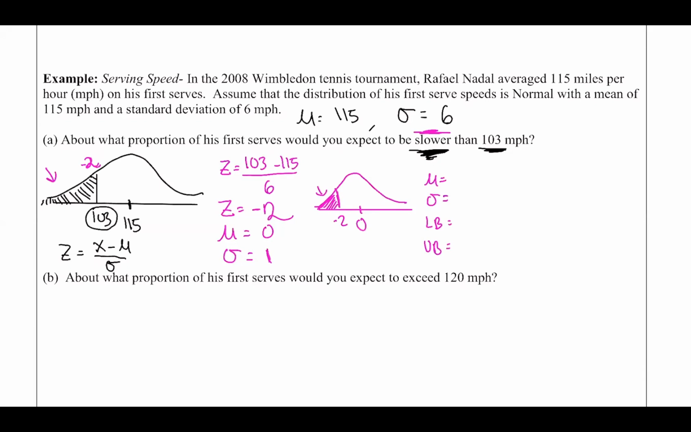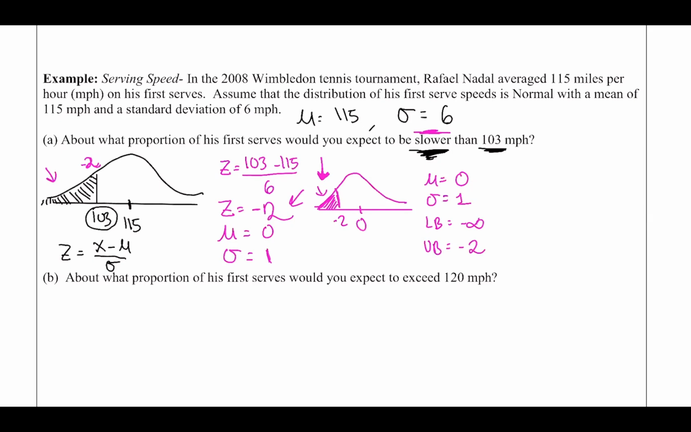So for this one, what's my mean if I found my z score to be negative 2? Well, the mean should be 0. My standard deviation should be 1. What will be my lower bound of this drawing over here? Negative infinity. There you go, perfect. What will be my upper bound? What's the highest value? Negative 2. Yeah, negative 2.